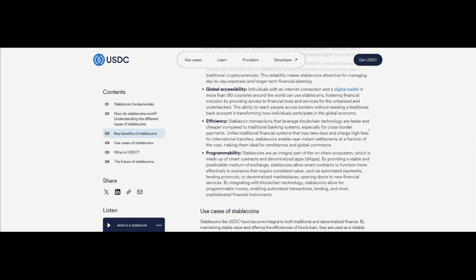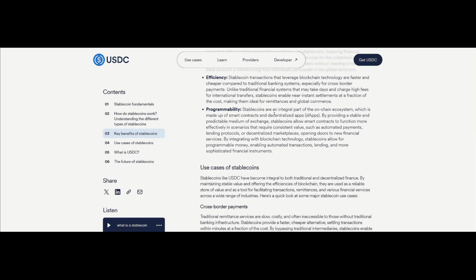Stablecoin transactions that leverage blockchain technology are faster and cheaper compared to traditional banking systems, especially for cross-border payments, unlike traditional finance systems that may take days and charge high fees. For international transfers, stablecoins enable near-instant settlements at a fraction of the cost, making them ideal for remittances and global commerce. Stablecoins are an integral part of the on-chain ecosystem, which is made up of smart contracts and decentralized apps. By providing a stable and predictable medium of exchange, stablecoins allow smart contracts to function more effectively in scenarios that require consistent values, such as automated payments, lending protocols, or decentralized marketplaces, opening doors to new financial services.